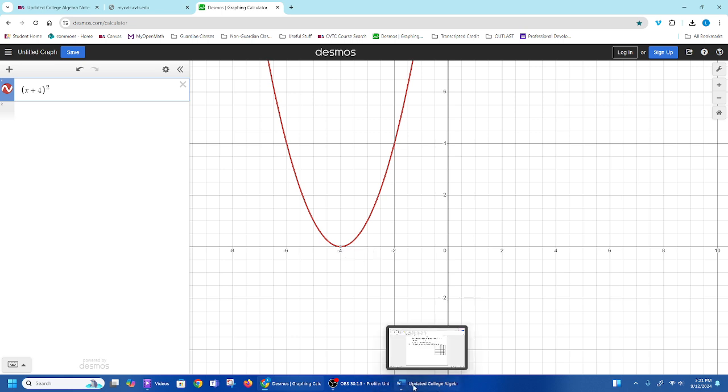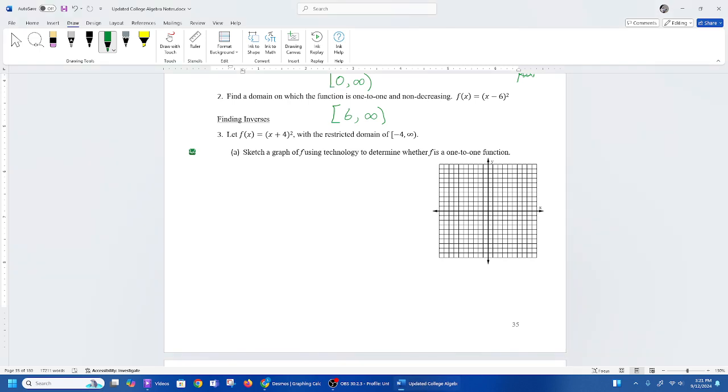So let's go ahead and draw this. I'll do the best I can. It's not going to be pretty. 1, 2, 3, 4. So it's going to go through here, here, 1, 2, 3. This is kind of what our parabola is going to look like. And we can see that it is 1-to-1 because it passes the vertical line test because of the restricted domain.